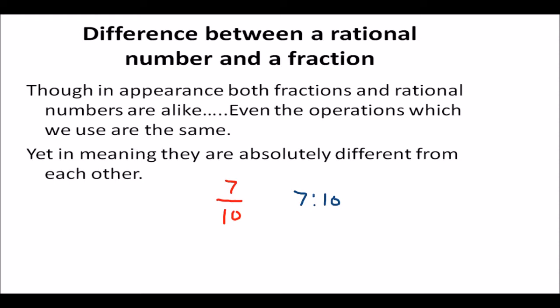Also, another difference between them is that a fraction can never be negative. We never write minus 4 out of 10 or minus 4 out of 7. We can never write this. But as a rational number, minus 4 over 7 is possible. So this number cannot be called a fraction. It is a rational number.